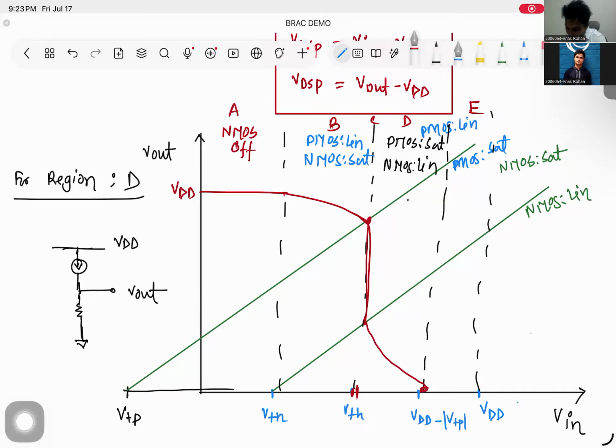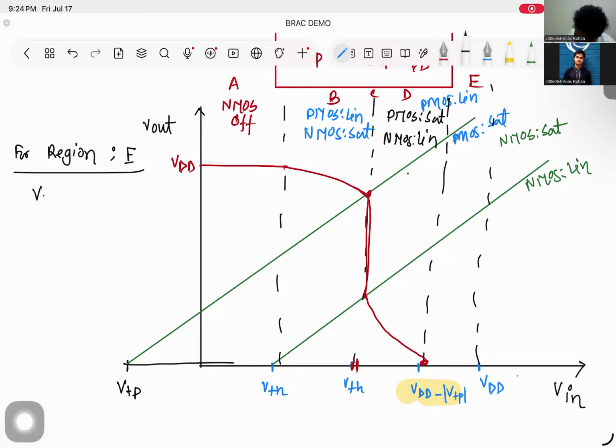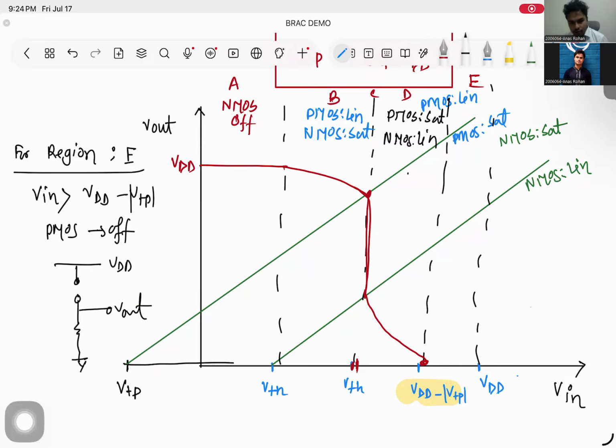And then we have finally come to our region E. What will happen for region E? We can see that in region E the input voltage is greater than VDD minus mod VTP. While the input voltage is greater than VDD minus mod VTP, the PMOS will turn off. As the PMOS is turned off, our equivalent circuit will look like this, and this is our Vout. The Vout will be equal to zero voltage.